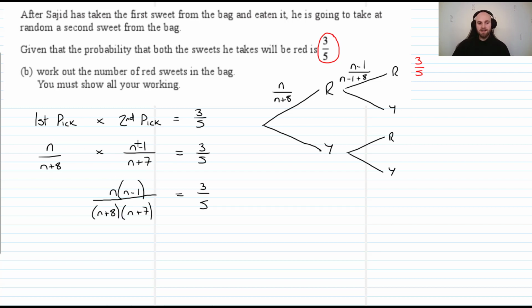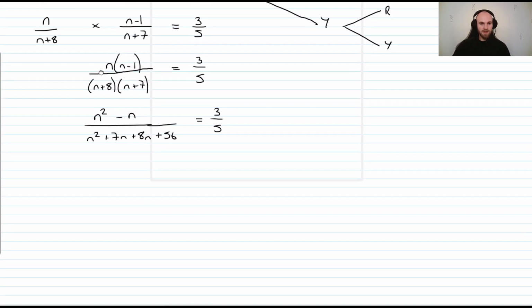So we're going to multiply the numerators together to give us n multiplied by n minus 1. And multiply the denominators together. So it's going to be n plus 8 multiplied by n plus 7. So n multiplied by n is going to be n squared. n multiplied by minus 1 is minus n. n multiplied by n is n squared. n multiplied by 7 is going to be plus 7n. Plus 8 multiplied by n is going to be plus 8n. 8 multiplied by 7 is going to be plus 56. And that is going to equal 3 out of 5. Just move this up.